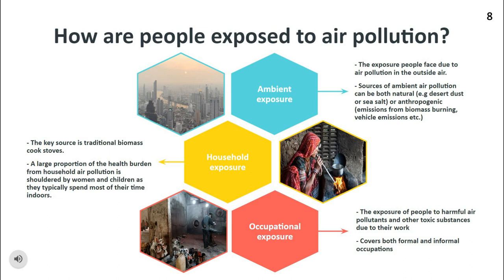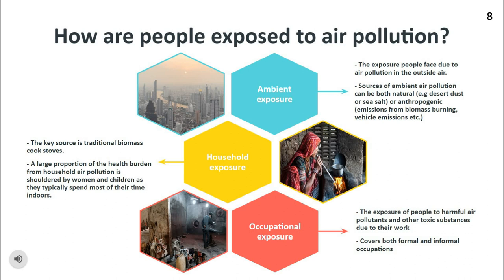For example, ambient air pollution is often higher in urban areas, where key sources such as road traffic can significantly increase emissions. According to the Global Burden of Disease, or GBD, study, exposure to ambient air pollution was estimated to result in 4.14 million premature deaths in 2019.